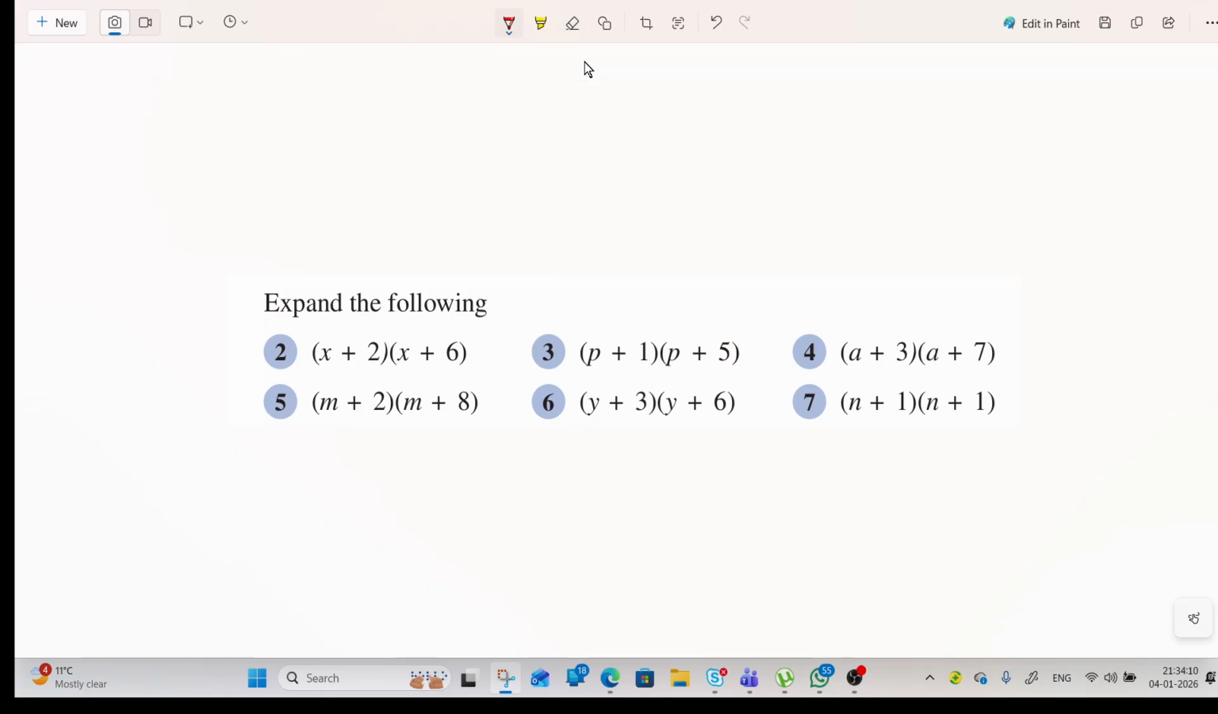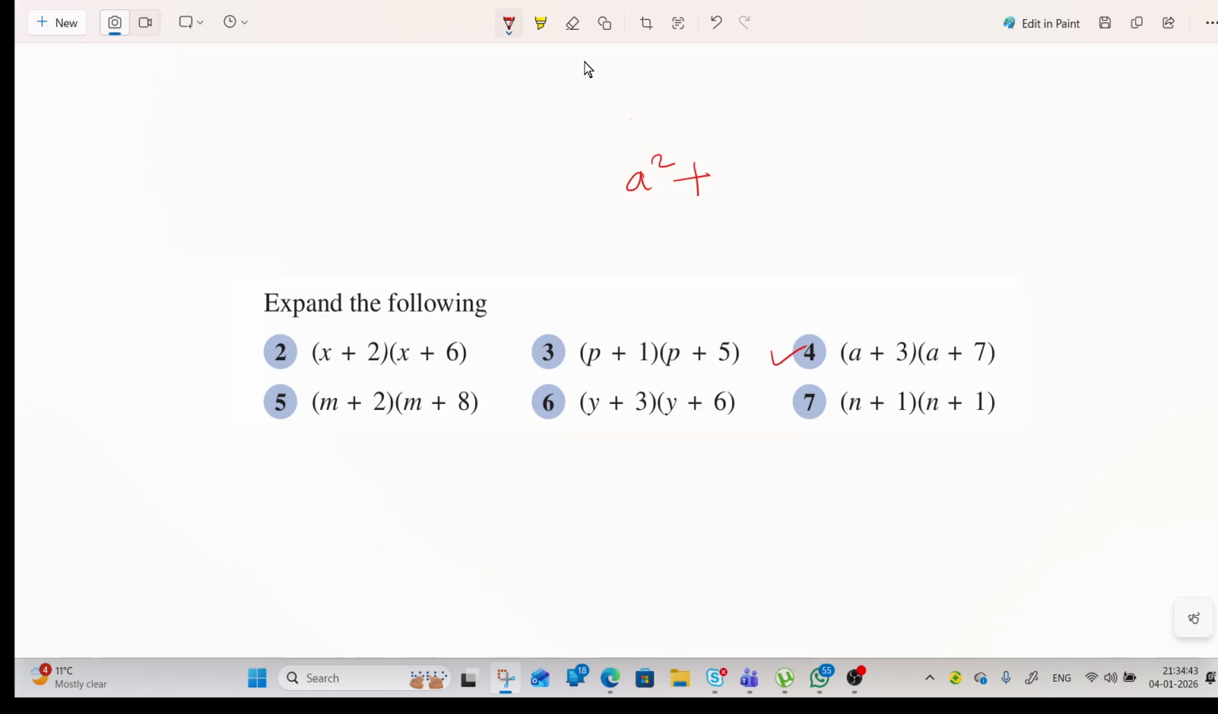Let's try another one. Now you have to try it. Try number 4. First, a squared. Okay, good. Next, you have to say this also, plus a squared plus, because sometimes it could be minus. a plus 7.